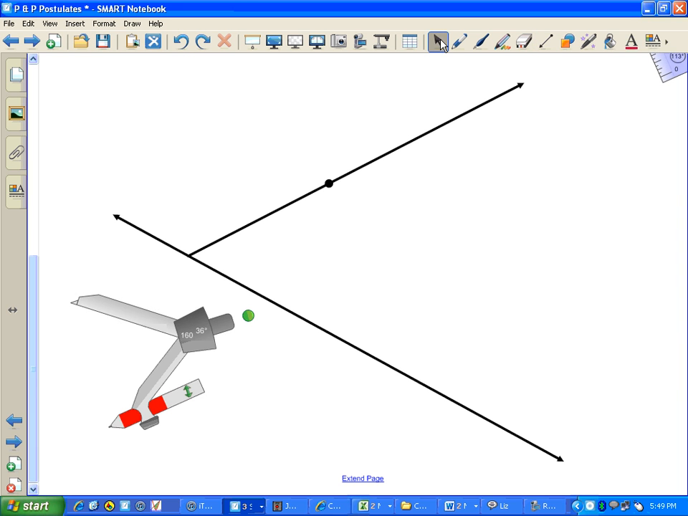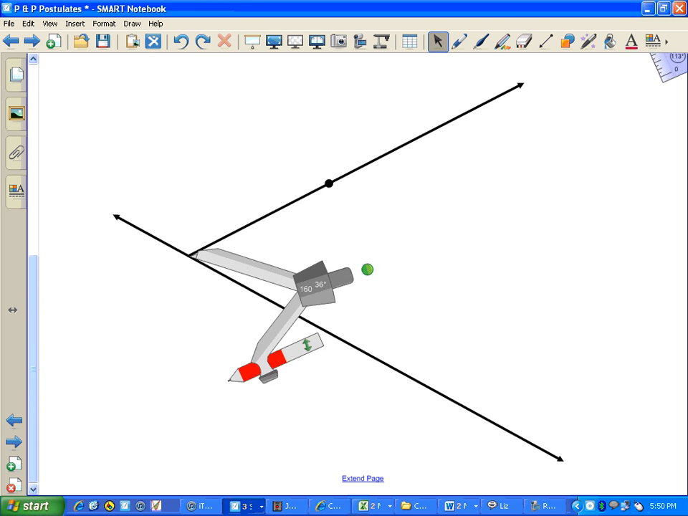Then what you're going to do is copy the angle you made. I'm going to copy this angle up here. If I can make the same angle up here that's down there, that's going to make a parallel line. So this would be a good review too.